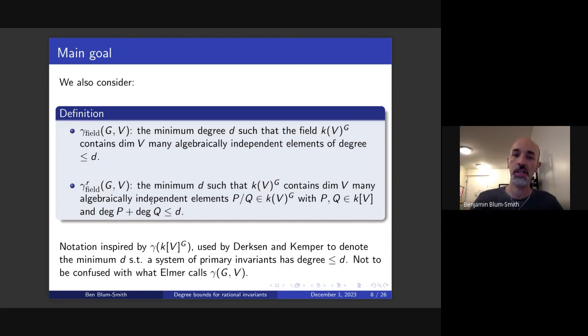At any rate, the notation is inspired by notation that Dirksen and Kemper use to talk about the degree you need to go to before you can get yourself a system of primary invariants. But I just have to make a notational note, especially after Elmer's talk yesterday, that this is not related to Elmer's use of gamma, which means something different. So in this talk, gamma means the degree bound for the degree you need to go to before you have a transcendence basis.